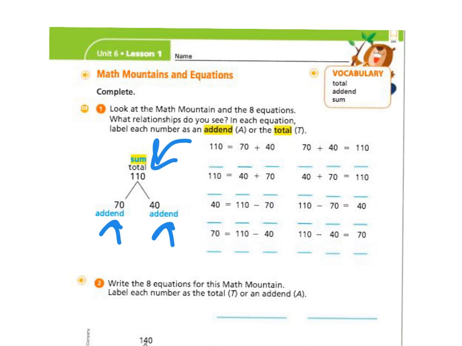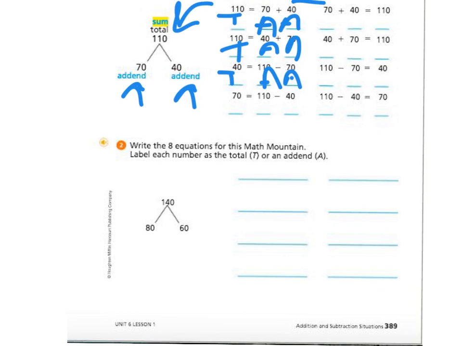With this one, really all you're doing is recognizing what is the total, what is the sum. So you're going to put T for total, and then you put the A for the addends. So addend, total. Here you would actually have the total, addend. All right, so fairly simple on that one.